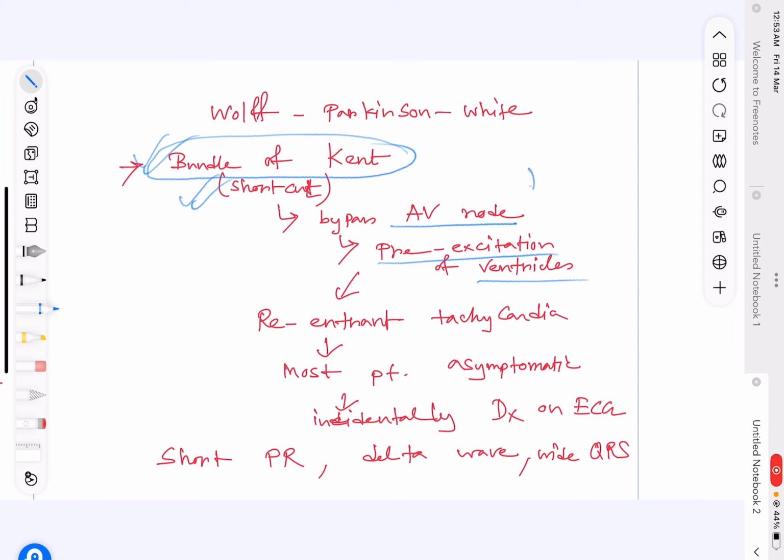So what will happen, जो AV nodal delay होता है वो नहीं होगा. यहाँ पे जल्दी से जल्दी ventricle को excite कर दिया गया है. And what will happen as a result? We will see a re-entrant tachycardia.